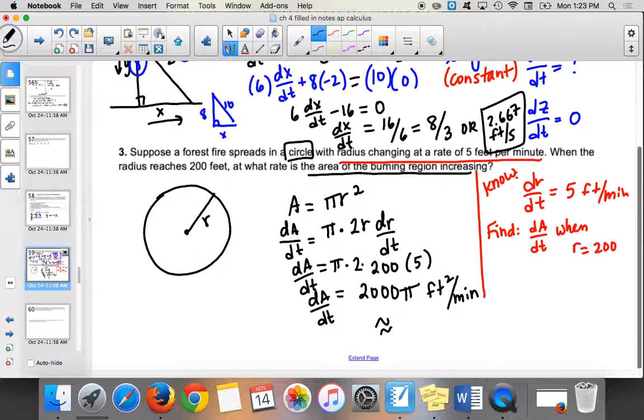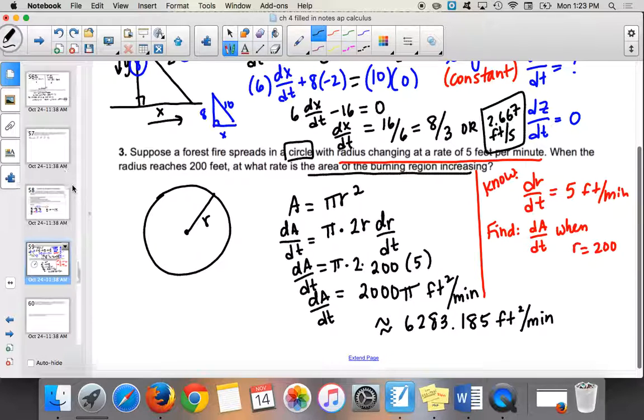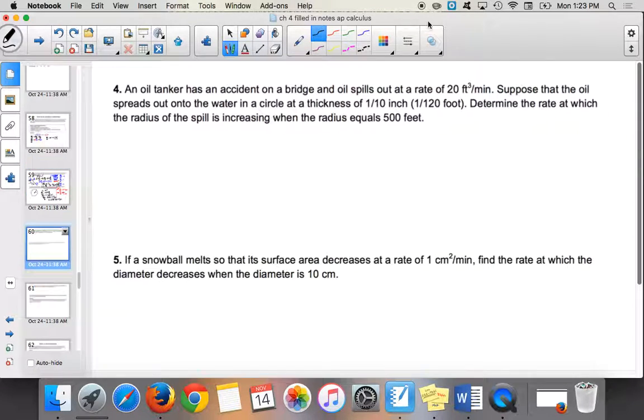Now you could find an approximation in decimals. It'd be 6,283.185 if you want to do that as well. That's a very fast burning fire. It is very fast. Only you can prevent forest fires. Unless they're at this point, then just run. Yeah, that's true.